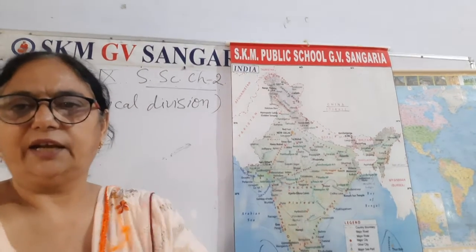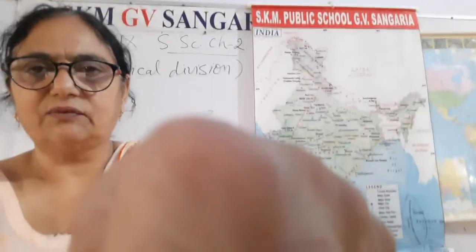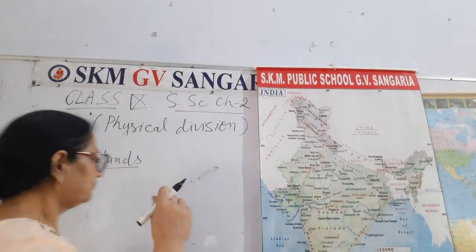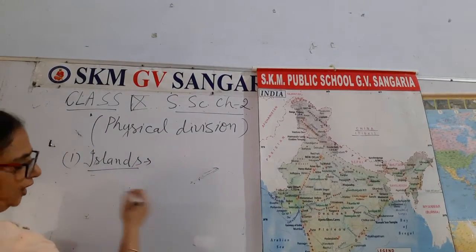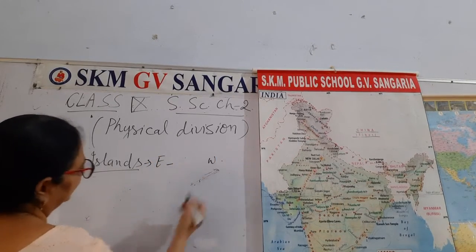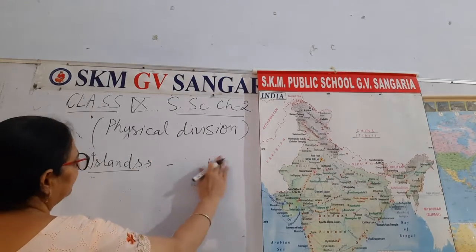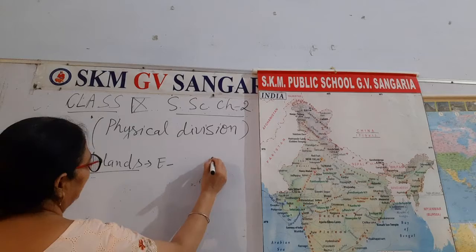I took the easiest one right at the start, so it is easy to recognize, you have seen it, and it is somewhat interesting also. Islands, 2 types of islands: eastern part of India and western part of India. Eastern part of India, which type of islands? You may write in this way: eastern and western.